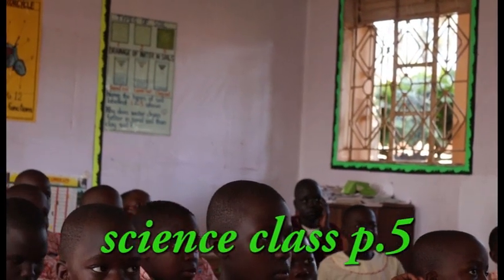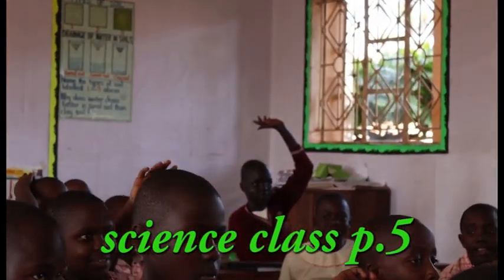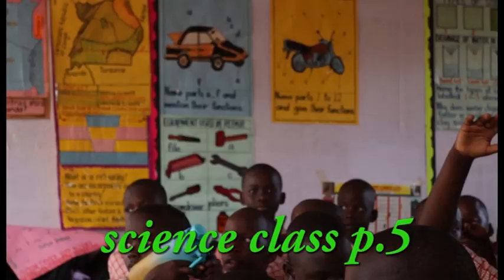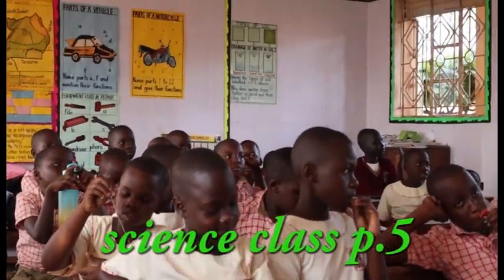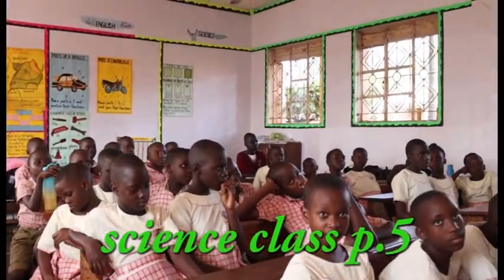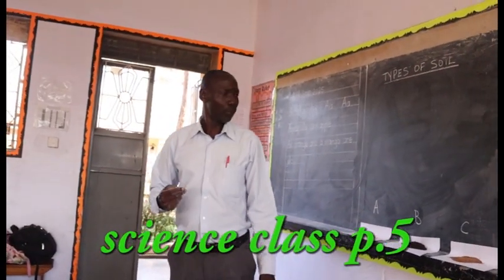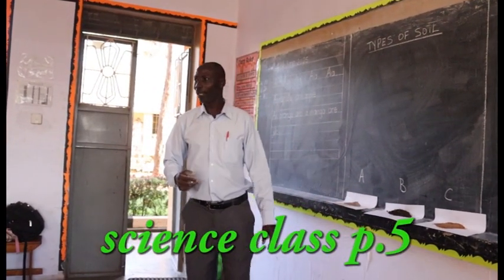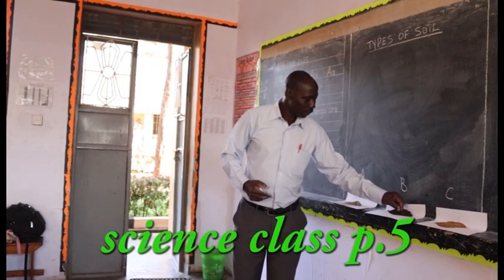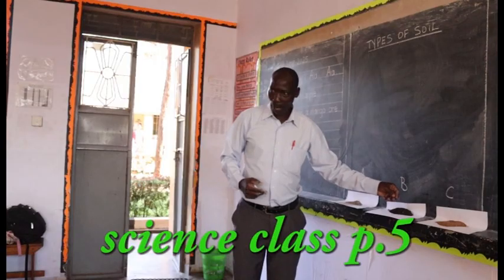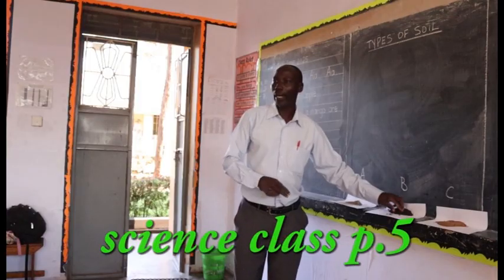What is the importance of humus in the soil? To make the soil fertile. Okay. Another one? Humus helps to improve our crop yields. All together? Humus helps to improve our crop yields. What is the color of the loam soil? Black. What makes it black is humus. Loam soil has got a lot of humus. That's why the color is black.